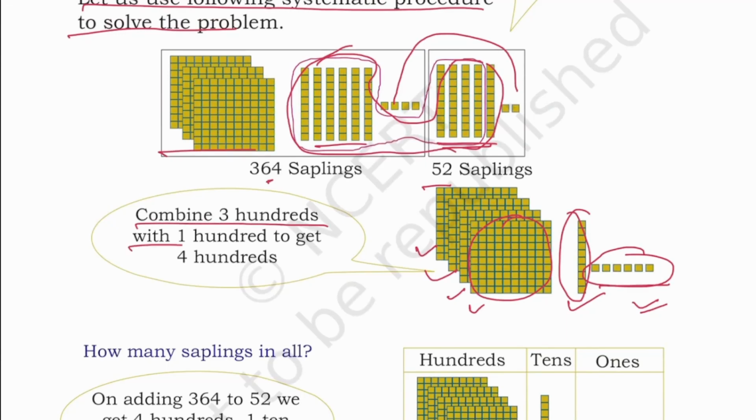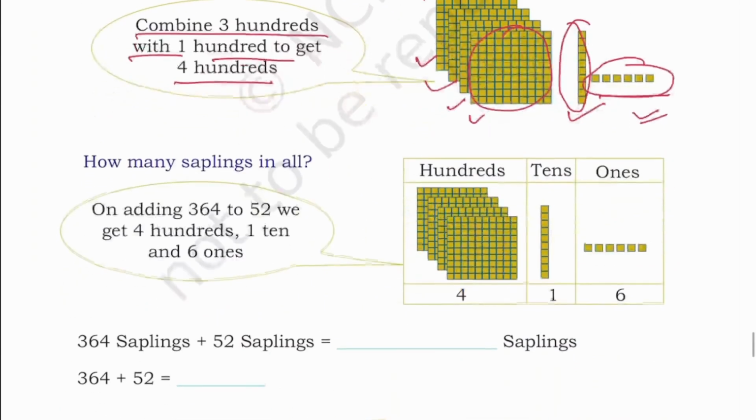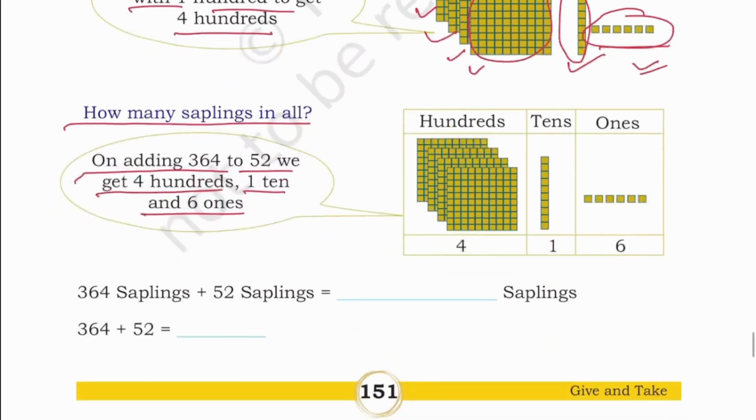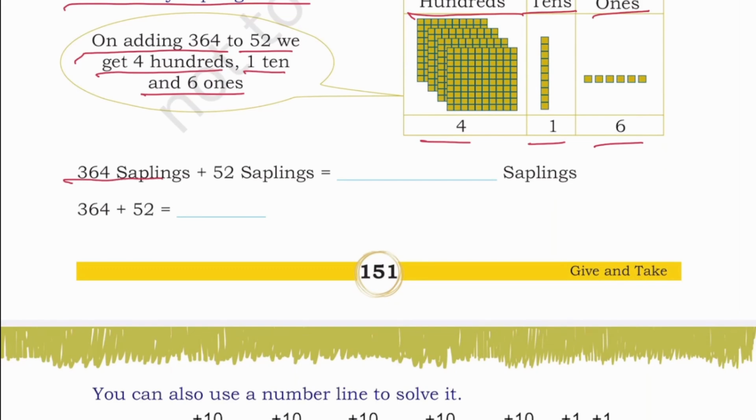Combine 300 with 100 to get 400. How many saplings in all? On adding 364 to 52, we get 400 and 110 and 6 ones. That is hundreds, 4, tens, 1, and ones, 6. 364 saplings plus 52 saplings will give 416 saplings, or 364 plus 52 is equal to 416.